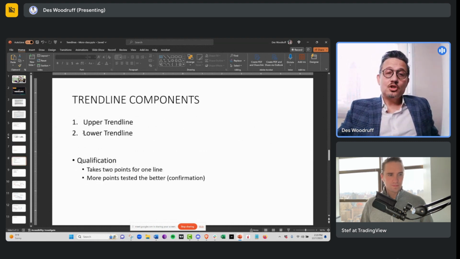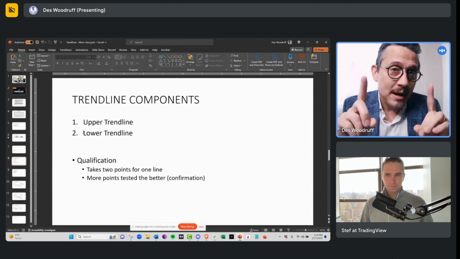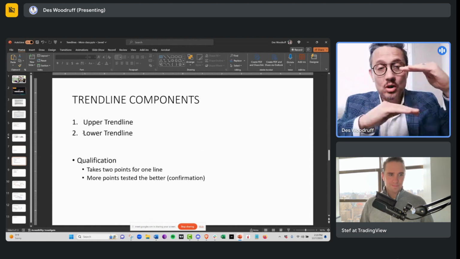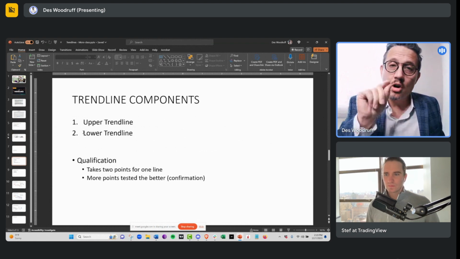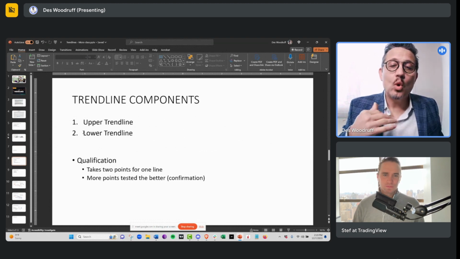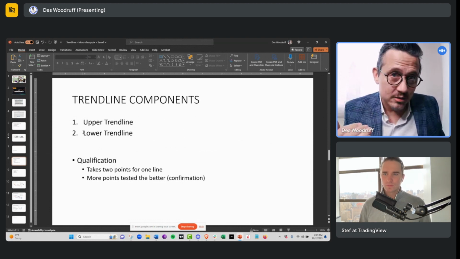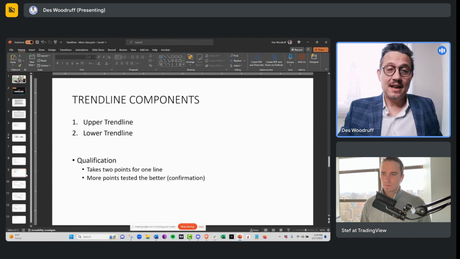So the trend lines, here are the components. You have two trend lines to draw one chart pattern. You have an upper line and a lower line, okay? It takes 2 points to draw one line. So the question is, where are these points? So let's define where these points are so we can understand that.